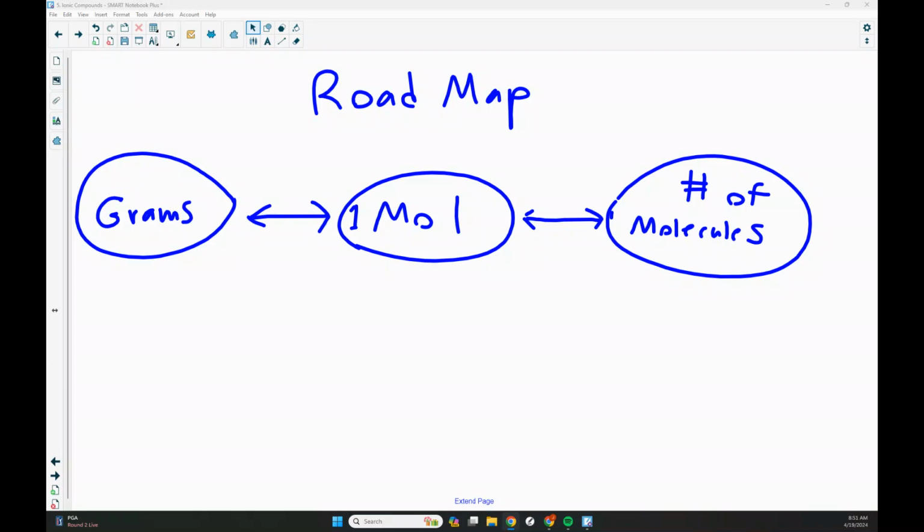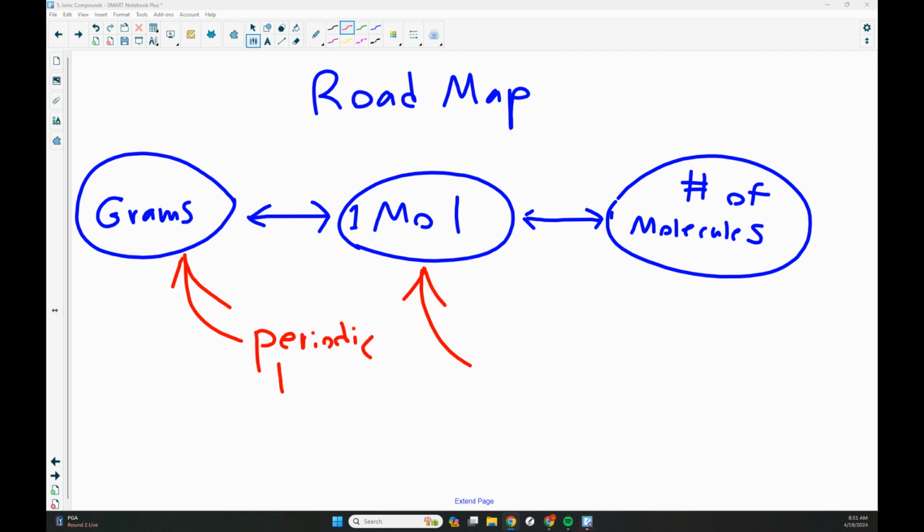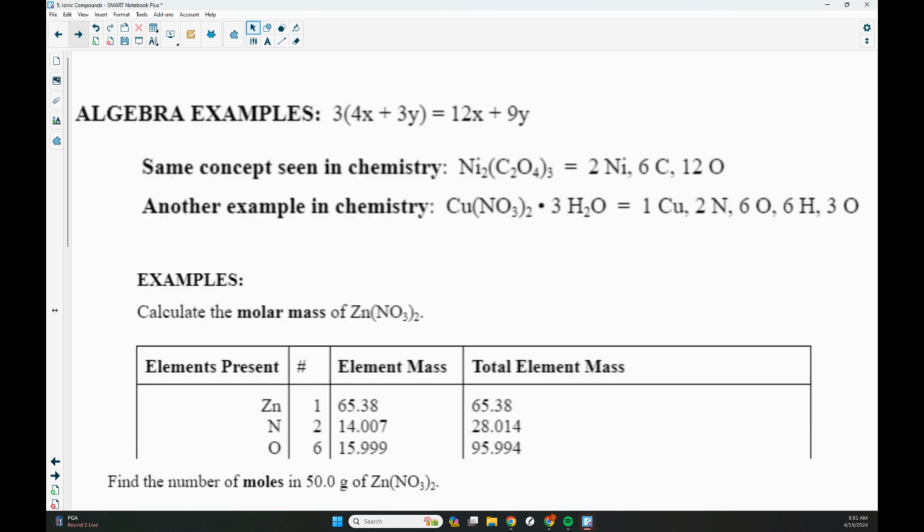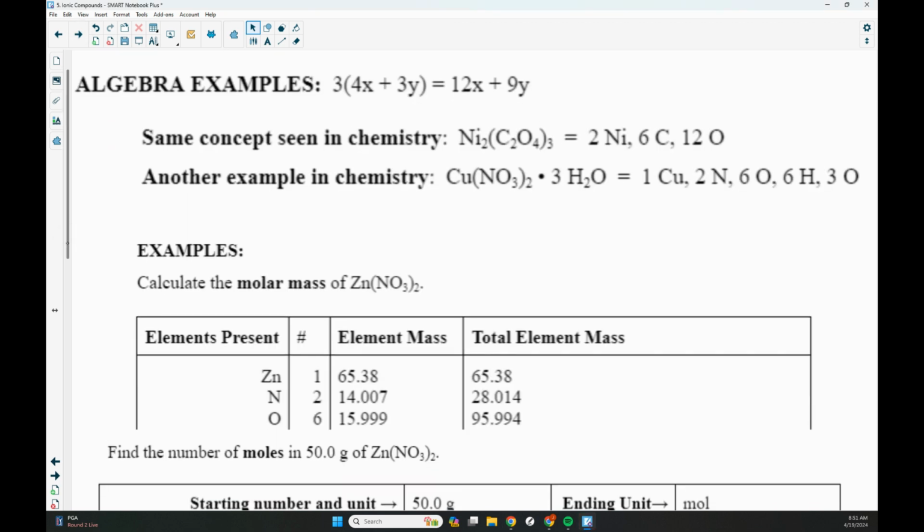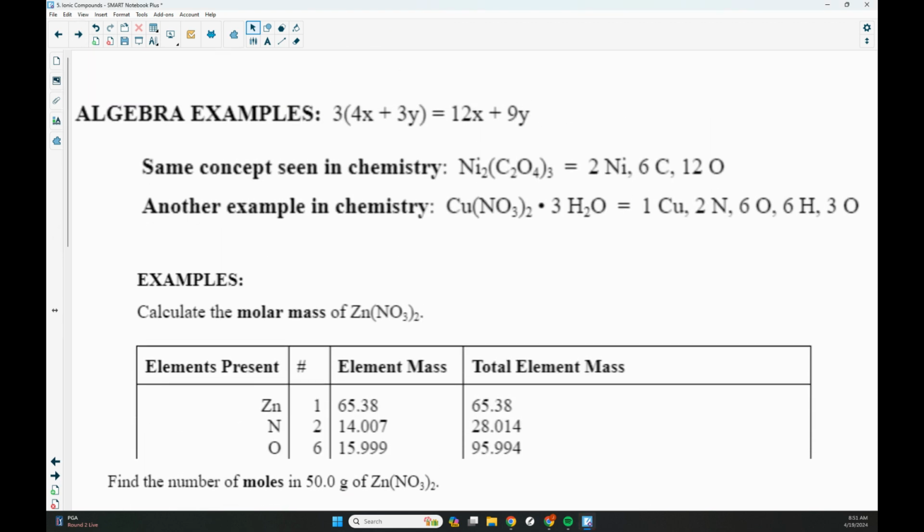If we're talking about an element, all we have to do to figure out the molar mass of something is to look at the periodic table. But when we're talking about molecules, like ionic compounds, for instance, you can't just look at their mass on the periodic table because they are made of multiple elements. So we got to do some addition, which is really the only new thing that we're adding here.